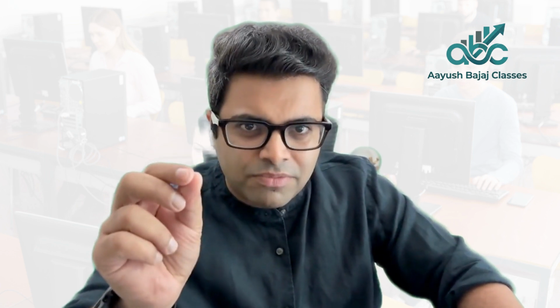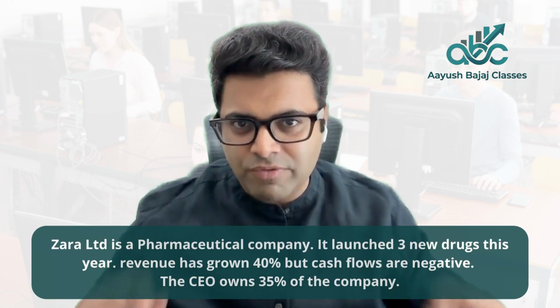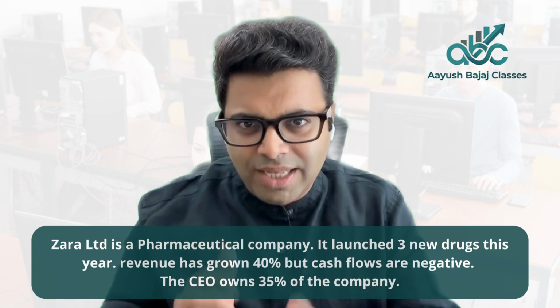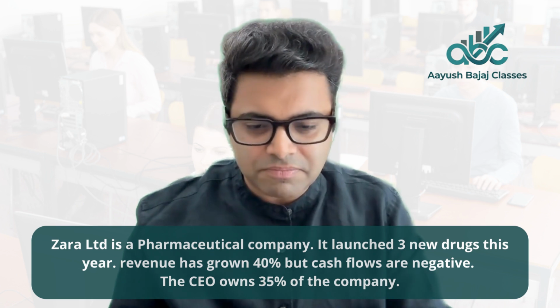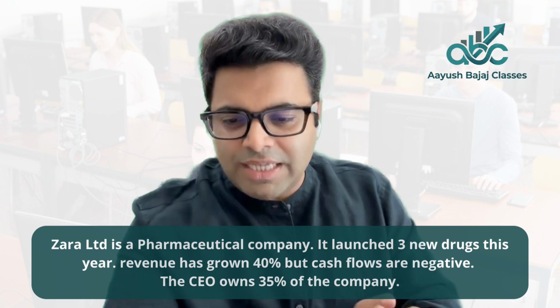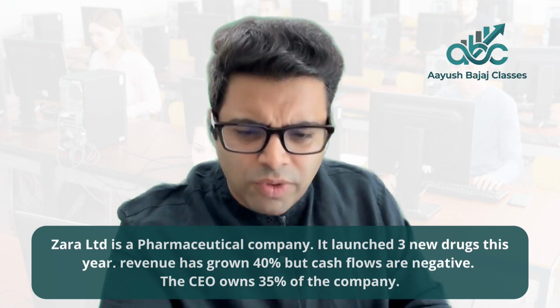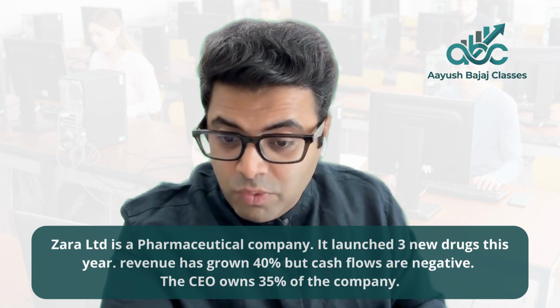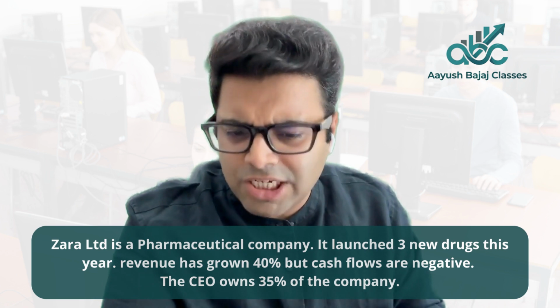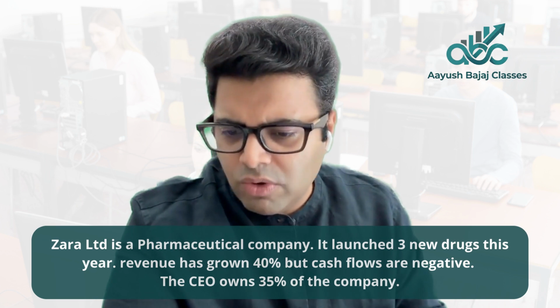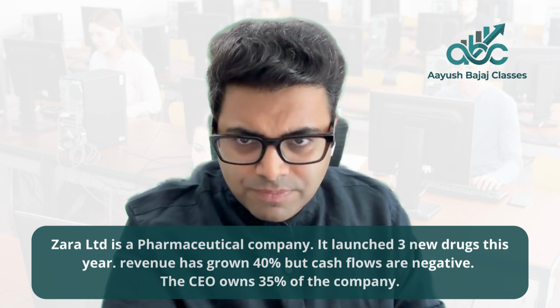Let's take an example. You have a scenario in front of you. Let's read that scenario together. Zara Limited is a pharmaceutical company. It launched 3 new drugs this year. Revenue has grown 40%, but cash flows are negative. The CEO owns 35% of the company.